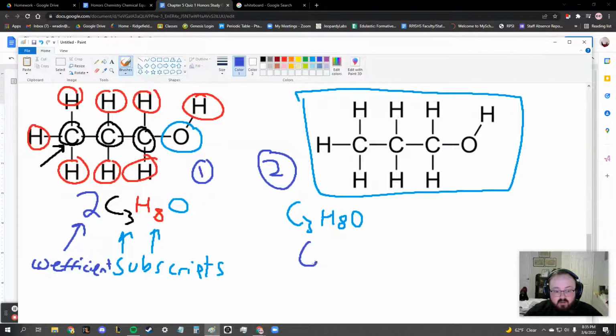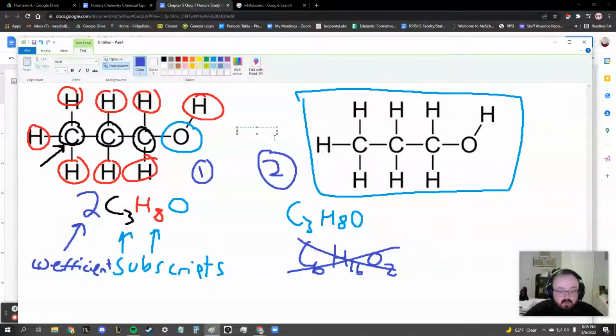Don't give me this, because there are no bonds. No bonds. These are not connected. They are 2 separate molecules. They happen to be the same, which is why we write the 2 in front of them, but don't double it up like that. We need a coefficient. You will see an example just like this on your quiz.